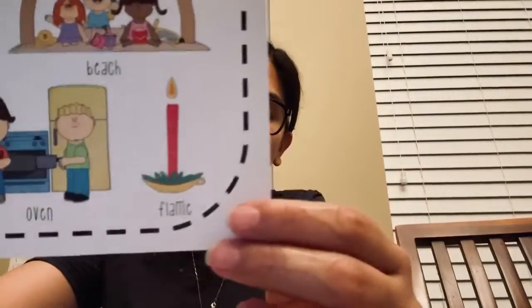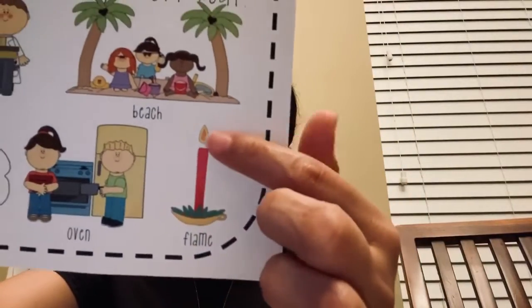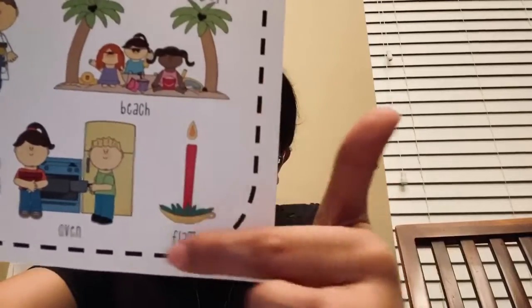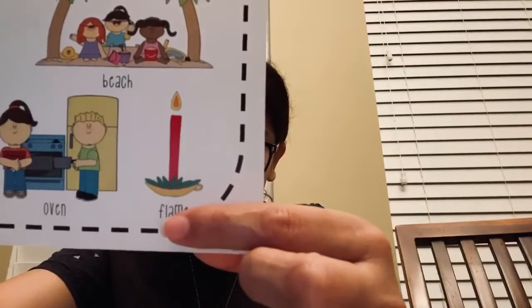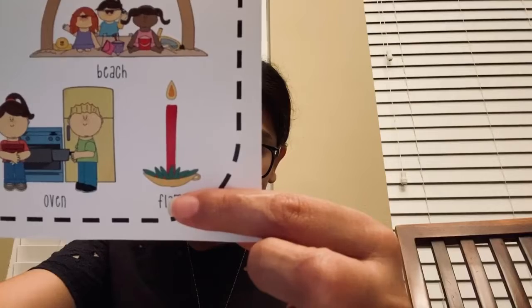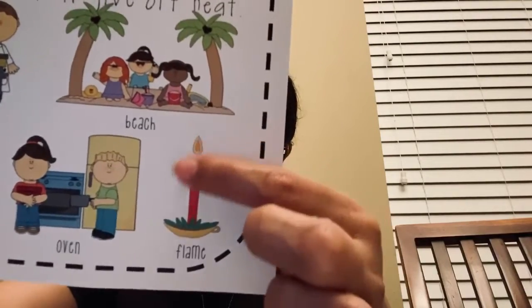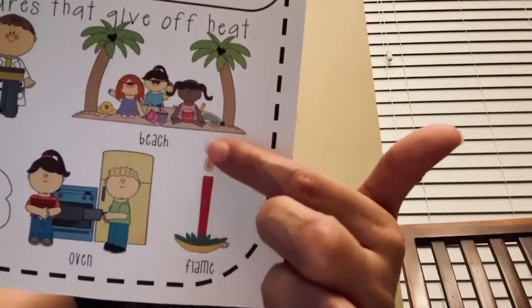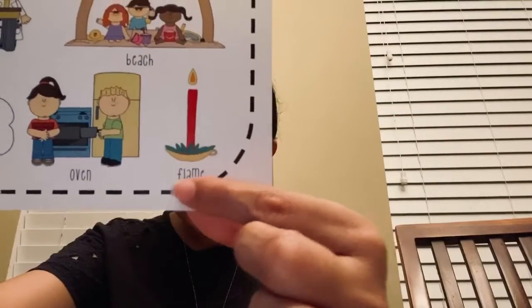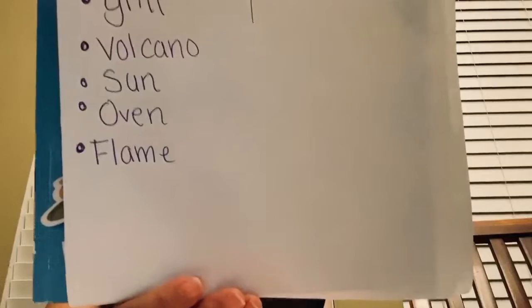All right, and our last image is a picture of a candle. And this candle has a fire on top. So is this candle gonna give us heat? This candle is gonna give us heat because it has a flame. So I'm gonna go ahead and circle the flame, or I'm gonna write the word flame right on the bottom of my paper. So I'm gonna write my little circle again and write the word flame, just like that.